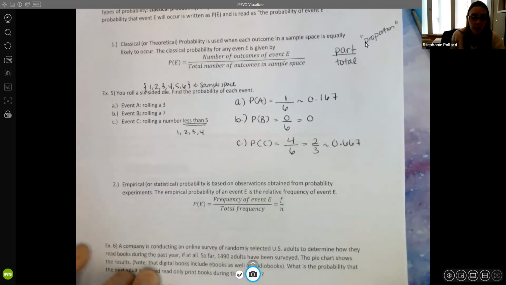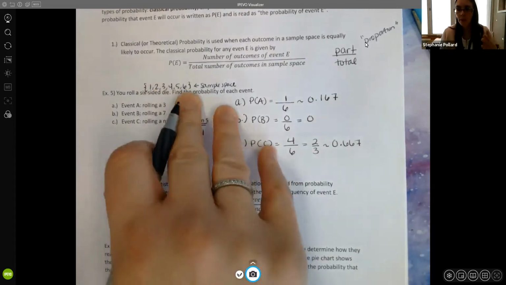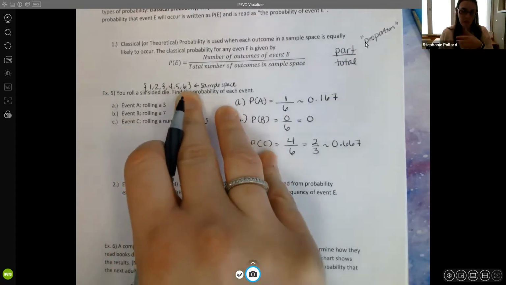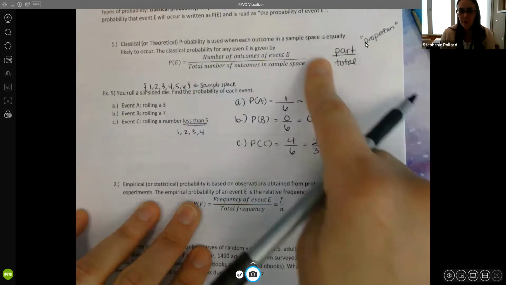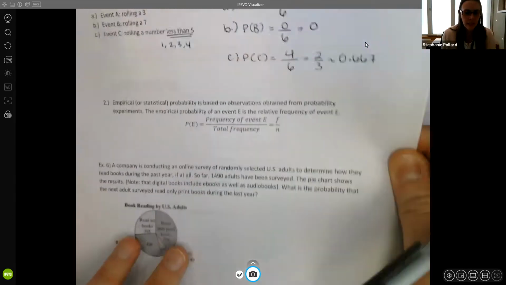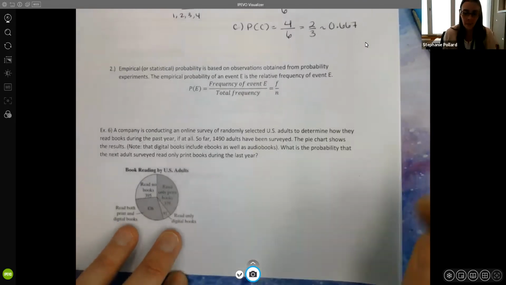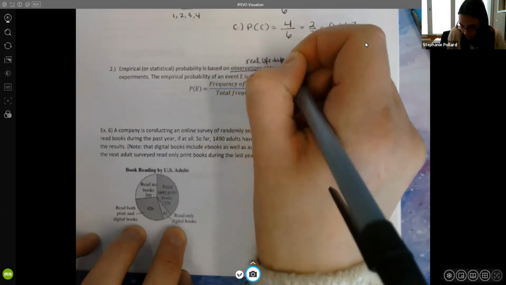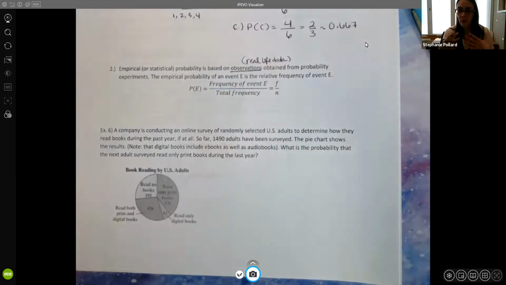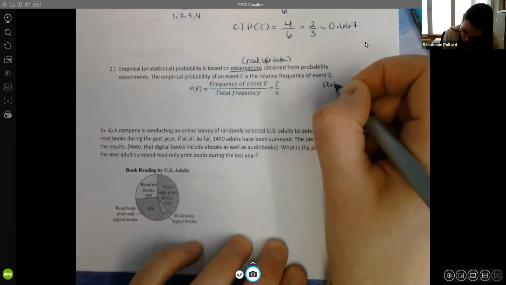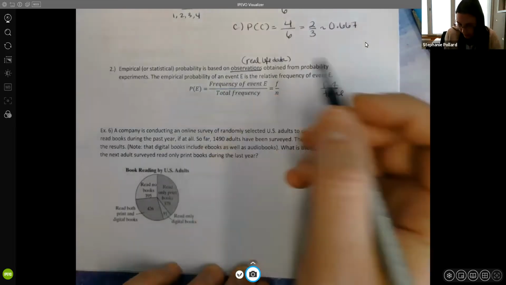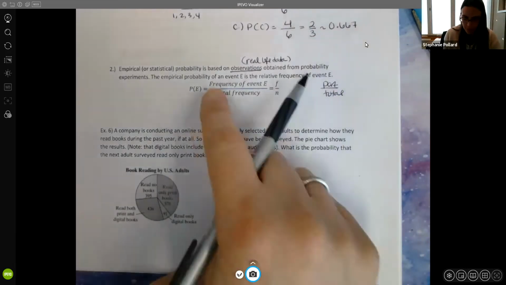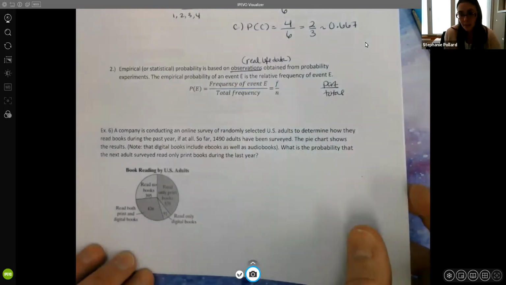Okay, so this is your classical probability. Again, these tend to be things where we know the probabilities, like for dice, cards, et cetera. But you're still just using this idea of part over total. The second type is called empirical or statistical probability. This tends to be based on observations, or I like to think of it as real life data: you have an experiment or a study and you have this real life data. That's how we get these values here. So it's still the same idea of part over total. In this case, the frequency is our part, so how many times the event occurs in the study.